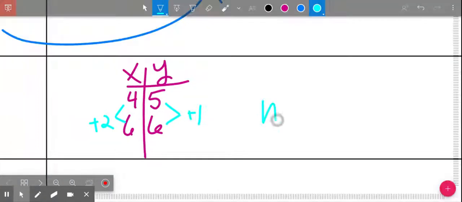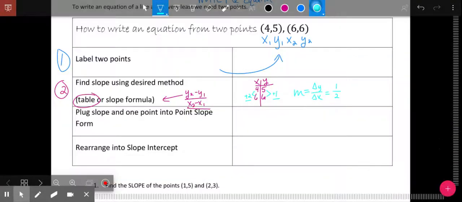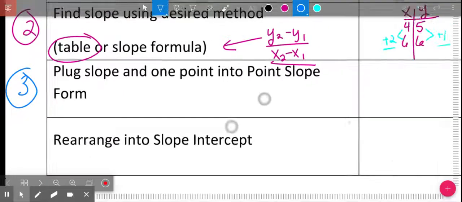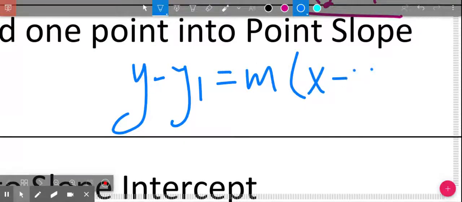So that means my slope is the change in y over the change in x. Well, the y is changing by adding 1. My x is changing by adding 2, so 1/2. Okay, so that's my slope, 1/2. Now, step number 3. Now, guys, it turns into exactly what we did yesterday. We plug in the slope and 1 point into point slope form. So remember, point slope form is y minus y1 equals m times x minus x1.